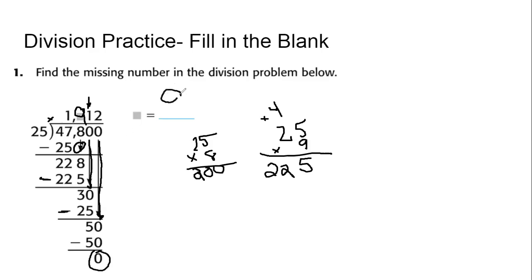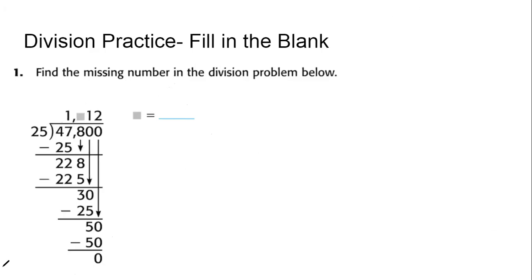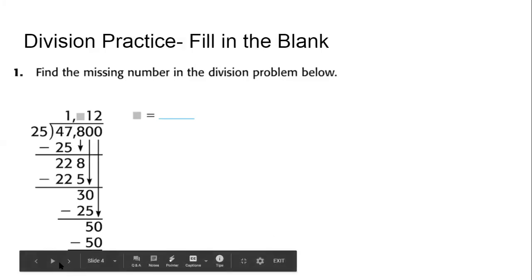Now remember, our answer is not always going to end up in a 0. It may have a remainder value. We got lucky this time. And so the missing number is 9. So our completed answer is 1,912. Let's clear the board and move on to the next problem.